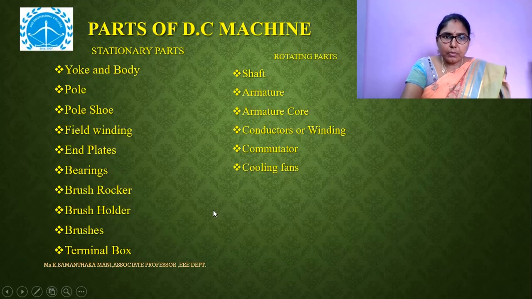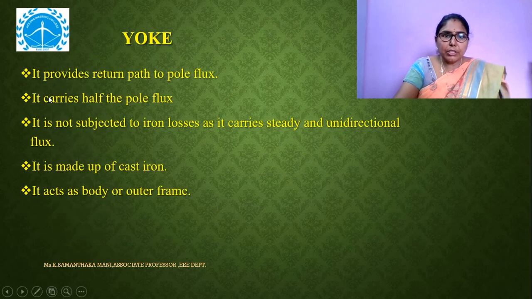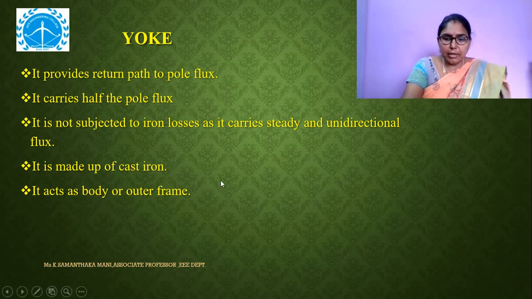So the function of the yoke is to provide a return path to the pole flux, and it carries half of the pole flux as I mentioned to you. It is not subjected to iron losses as it carries a steady and unidirectional flux. The material used for this is cast iron, such that it is very robust in construction, and it acts as a body or outer frame, as I mentioned to you earlier.